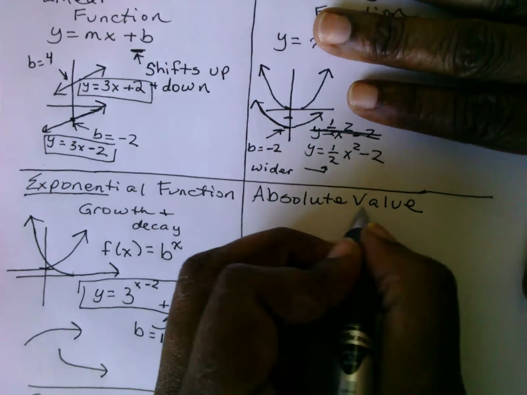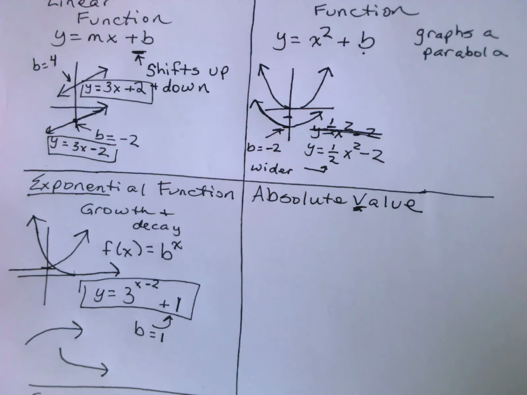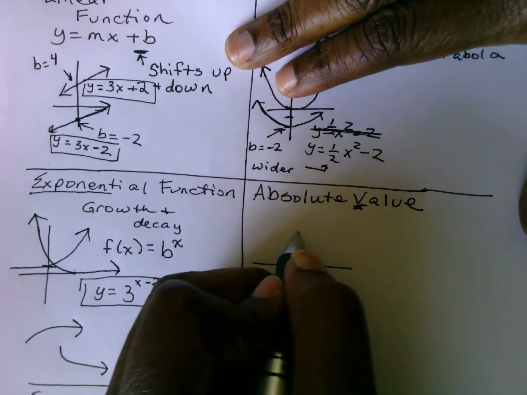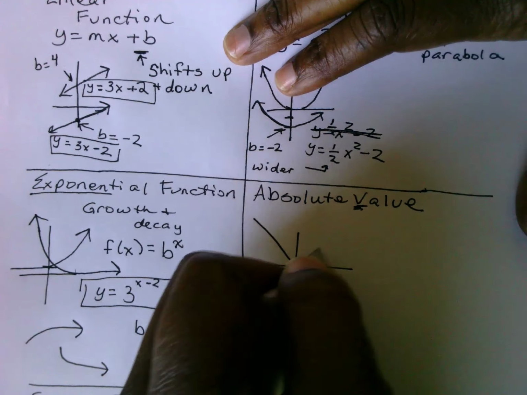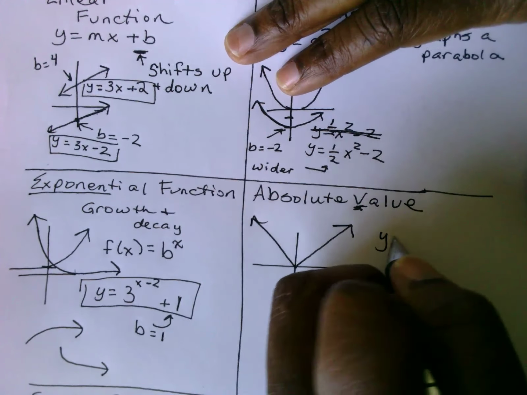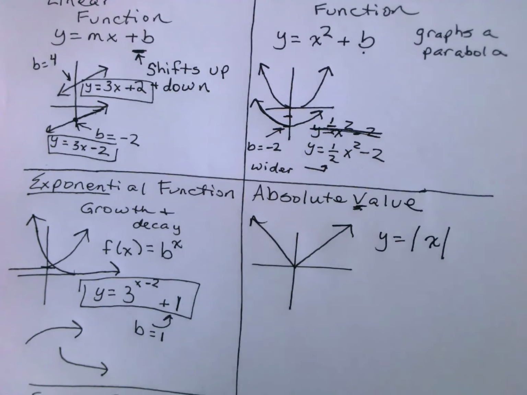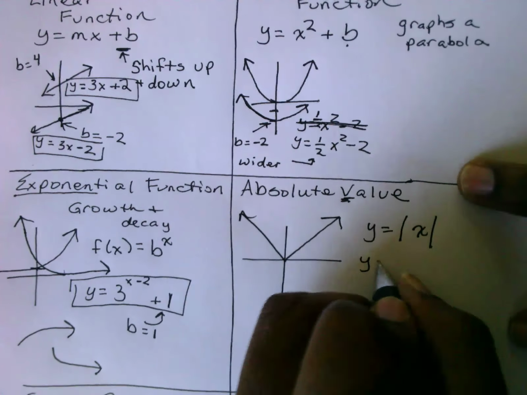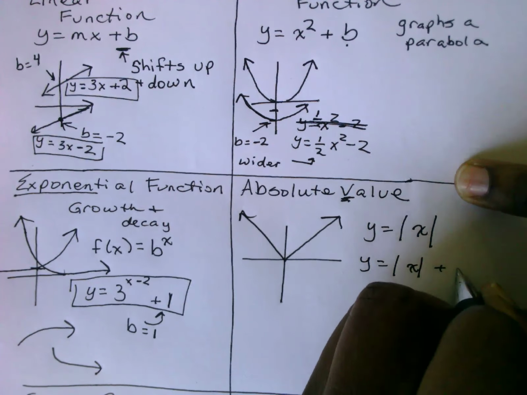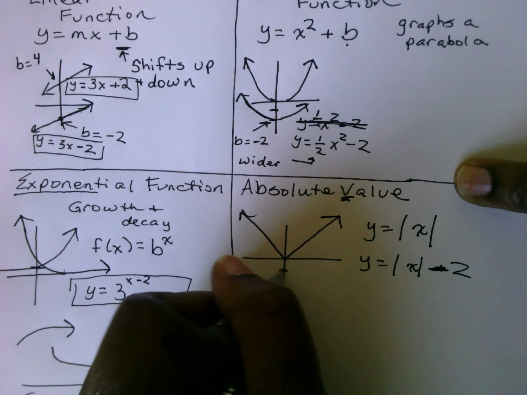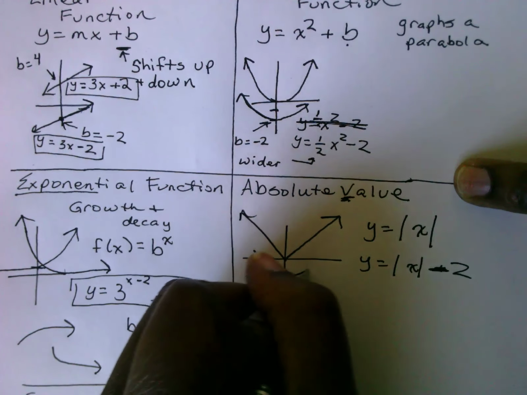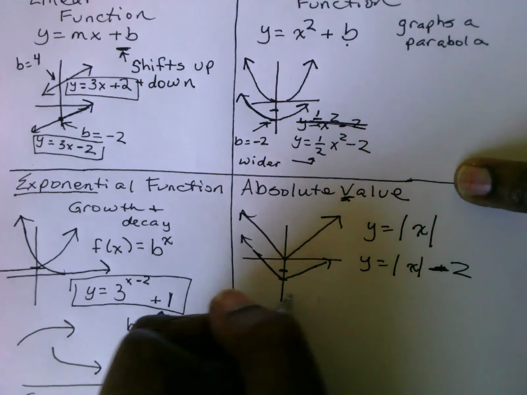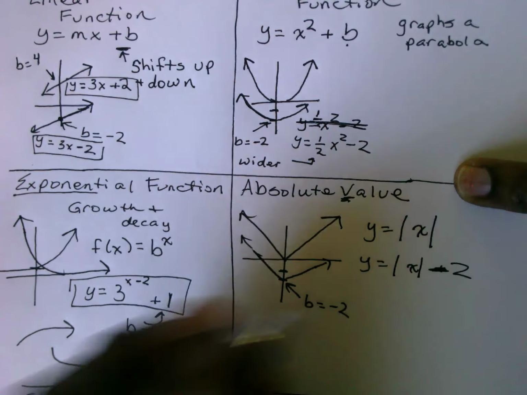Absolute value. The letter is V. And that graph plots a V. Okay? The function itself will be like y equals the absolute value of x. If there's a shift, let's say that it's minus 2, then the y-intercept again shifts down to negative 2.